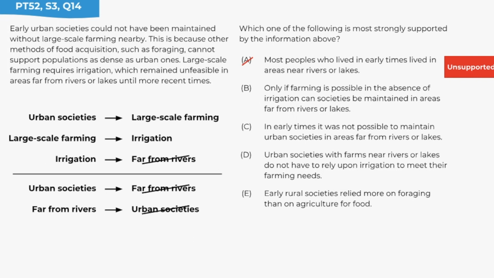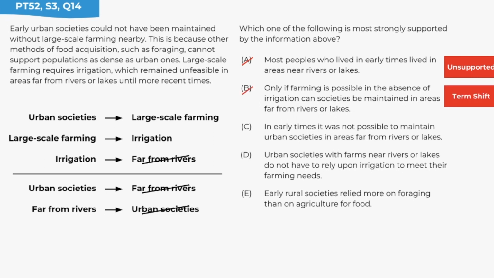So on two critical points, they allow the key term to shift. Instead of talking about large-scale farming, they're just talking about farming in general. Instead of just talking about urban societies, they're talking about all societies. And in those two areas, they're allowing that key term to come up slightly differently than it was presented in the statements. So there's a term shift happening in answer choice B, or a couple of them.